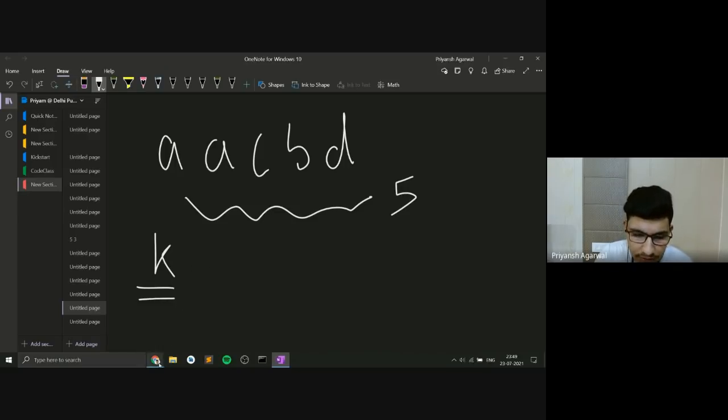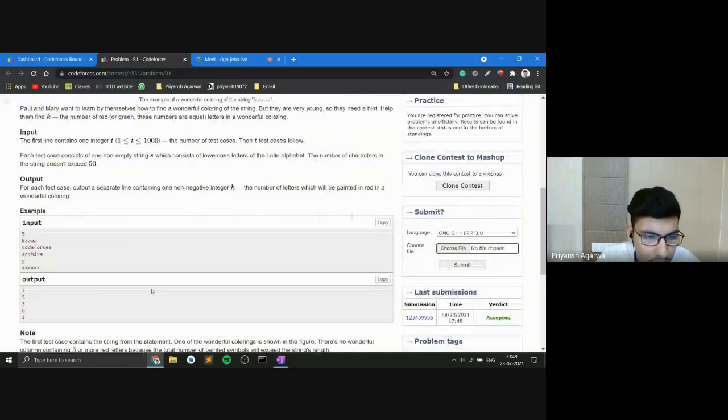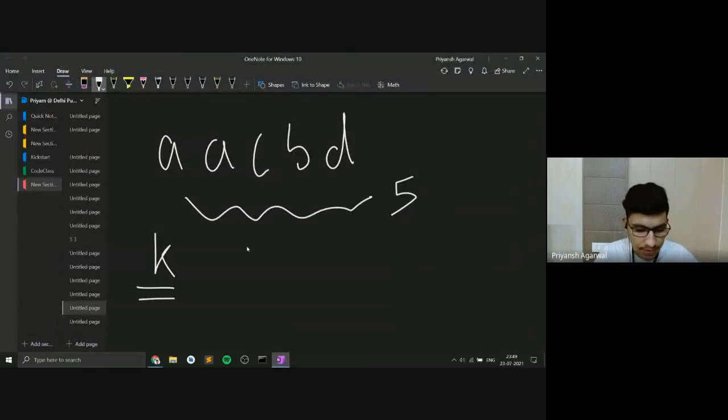Okay, have they given us k here? Okay, that was for B2. They haven't given us anything apart from this. They have only given us a string S. And now what they want is to find k, right?